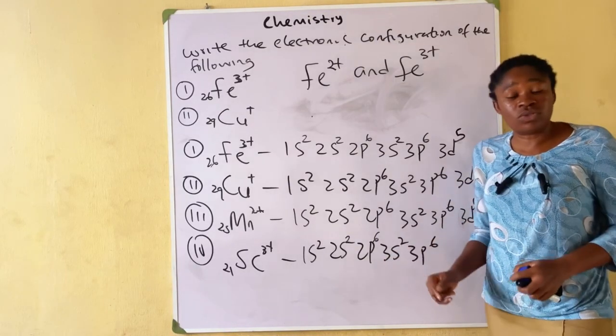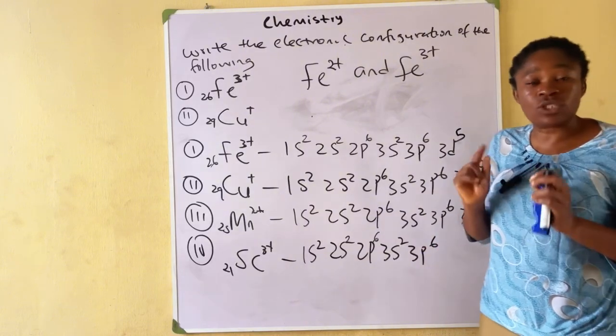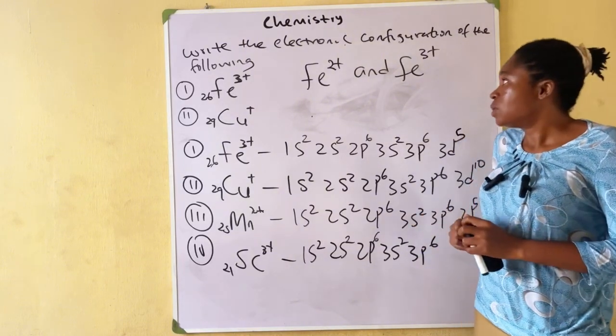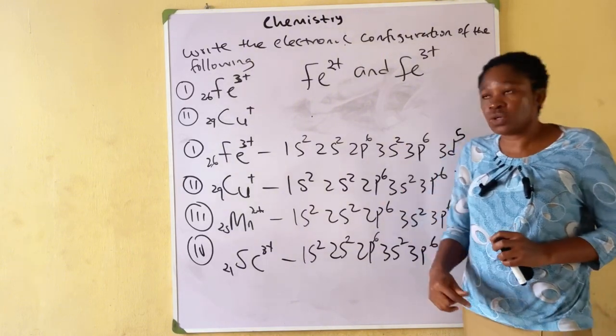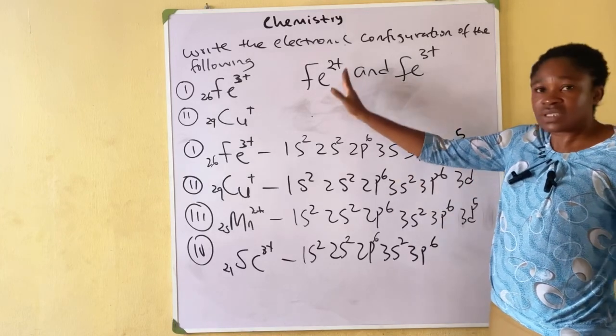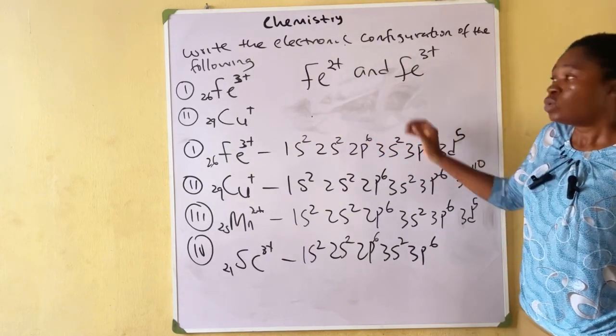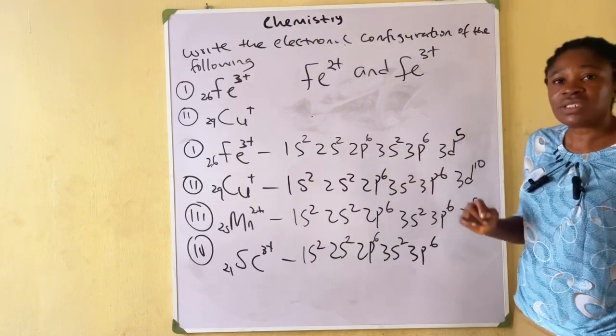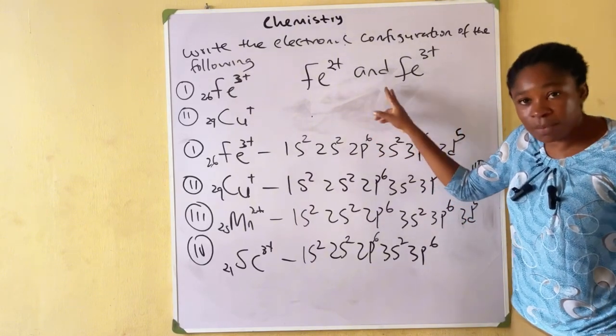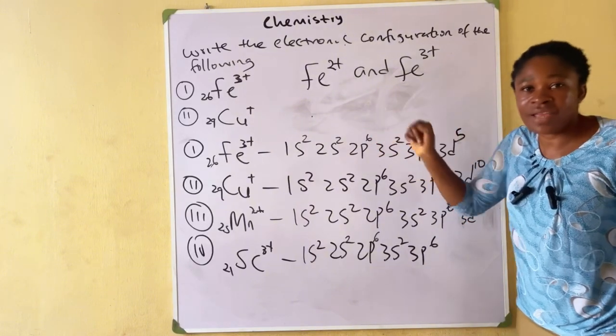So we'll come to the end of today's lesson. I'll be leaving a practice question for you to answer. Iron forms 2 ions, iron 2 and iron 3. The question is, which is more stable and why?